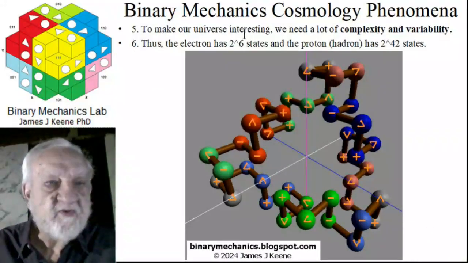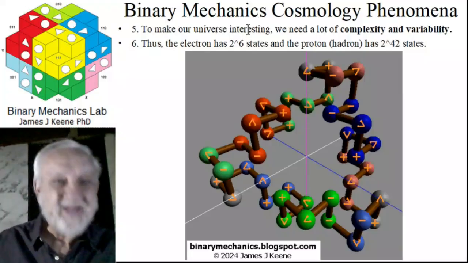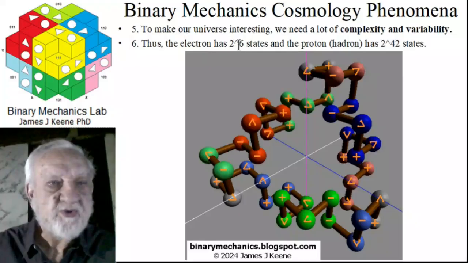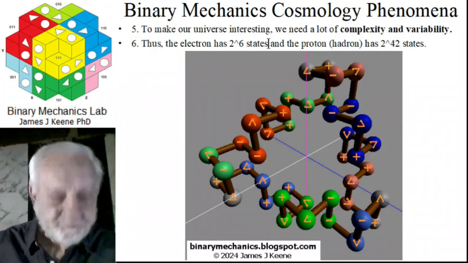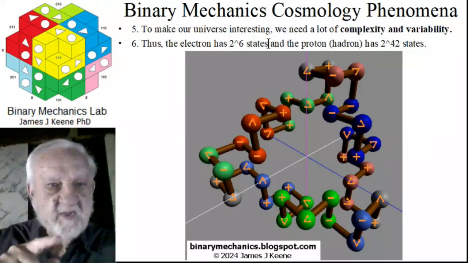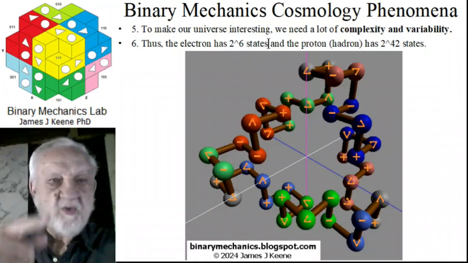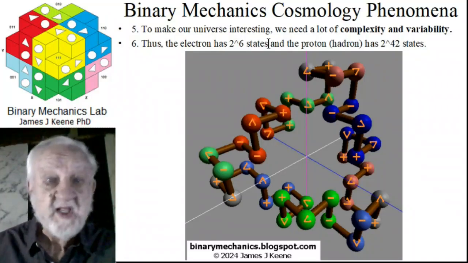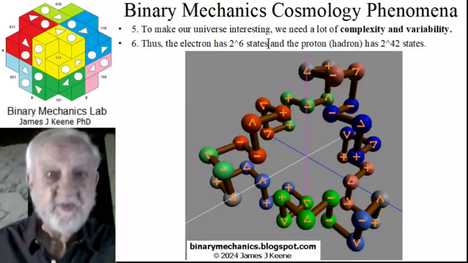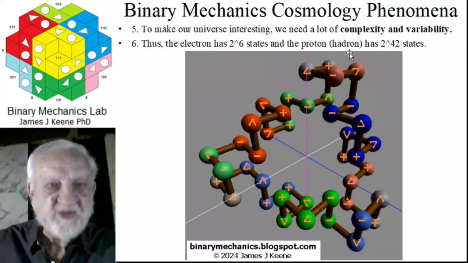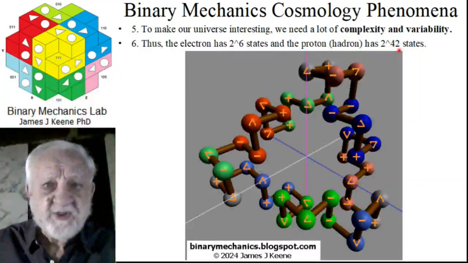To make our universe interesting, we need a lot of complexity and variability. Thus, the electron has 2 to the 6 power states. There are 6 quanta locations in the electron spot, and each one of those could be in a 1 or a 0 state. Thus, there are 2 to the 6, which is 64 different configurations of the electron. That gives us a little bit of complexity and variability, doesn't it? Now, the proton, which is one of the hadron class of particles, has 2 to the 42 states.